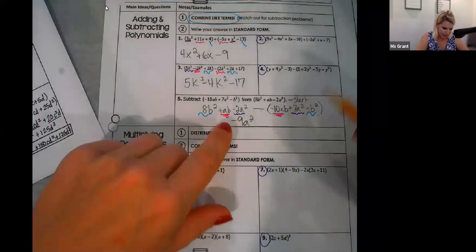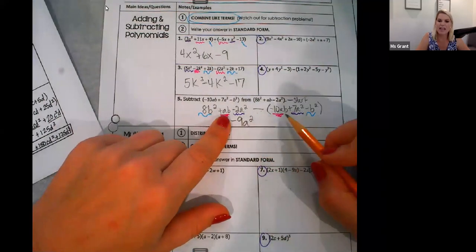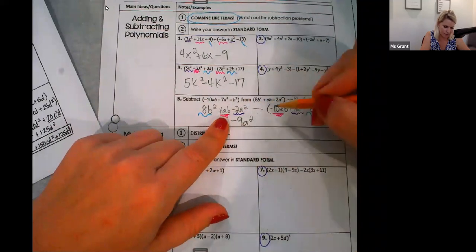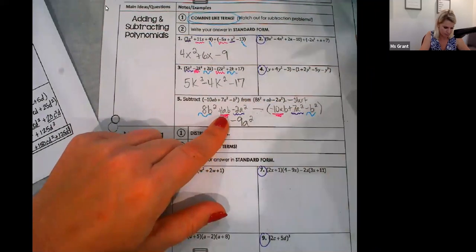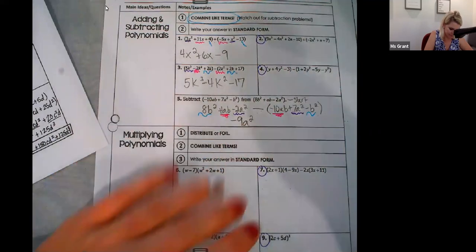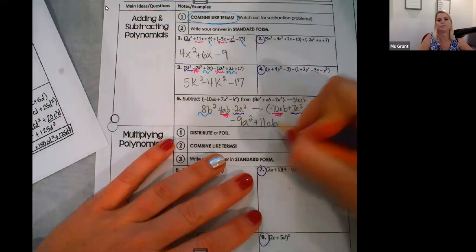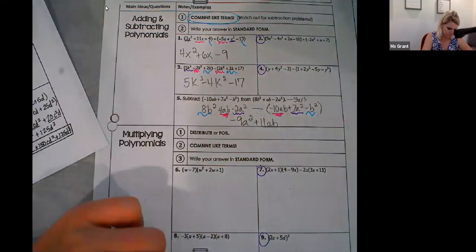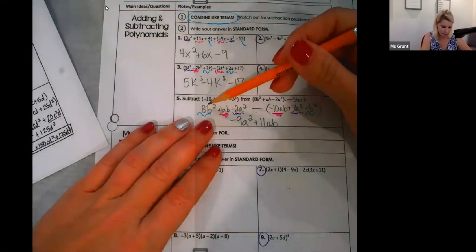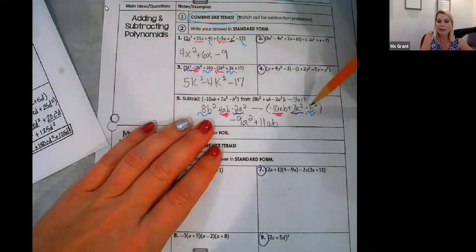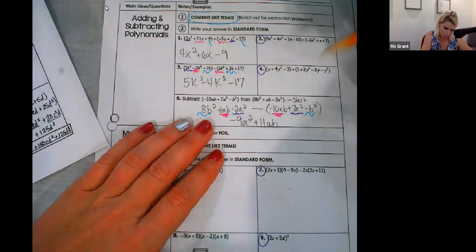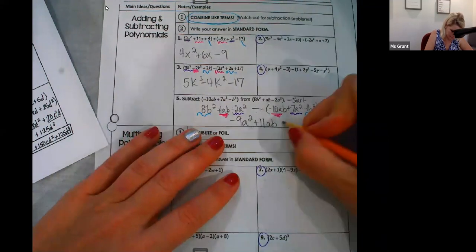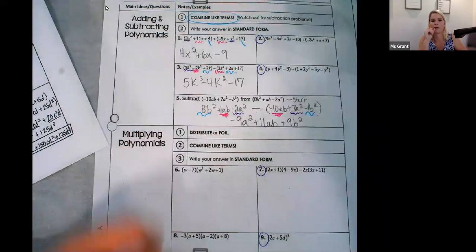ABs. AB minus negative 10. 1AB minus negative 10. 1 plus 10. 11AB. And yes, the AB does go in the middle. We finish with the B squared. 8B squared minus negative B squared. 8 minus negative 1. 9B squared. Right?